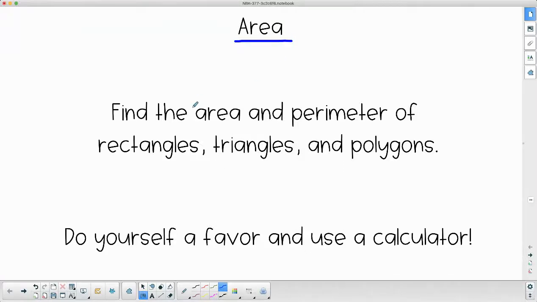Reviewing area. So we're going to be doing area and perimeter of several different shapes like rectangles, triangles, and polygons. And if you have not already been, go ahead and do yourself a favor and use a calculator if you want to. Some of these are definitely problems you could do in your head, but if not, pull out that calculator and you go for it.